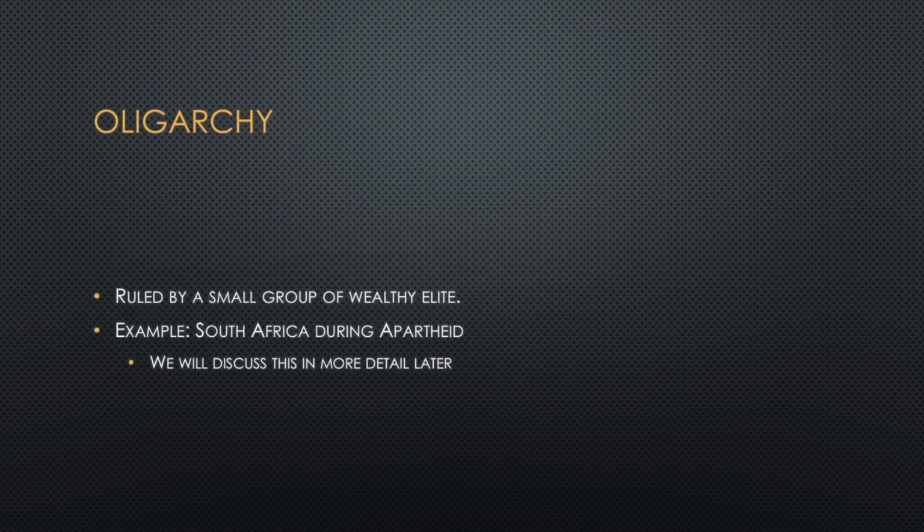The next one is what we call an oligarchy. An oligarchy is a government that is ruled by a small group of wealthy elite people. We are really going to get into this when we talk about South Africa during apartheid, in which the whites, who were the smaller group, were the wealthy group, and ruled all of the country of South Africa. And like I said, we're going to get into a lot more detail about this later. But the one thing you have to know is that an oligarchy is a country that is run by a small group of wealthy elite people.